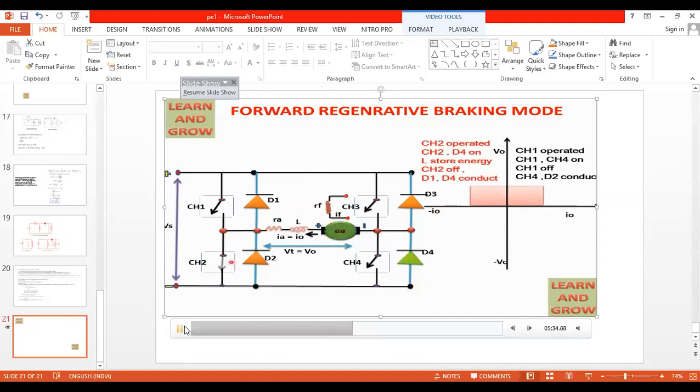This is what we say the generating action. You can see here stored energy, and D for this is what generating here. You say the machine is acting as the generator. Okay. So this is the case 1.